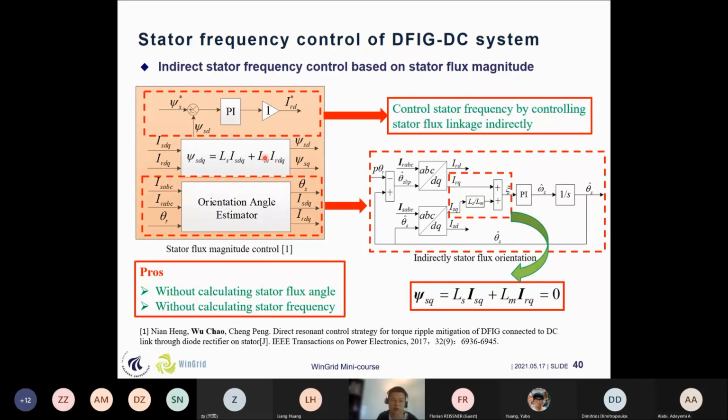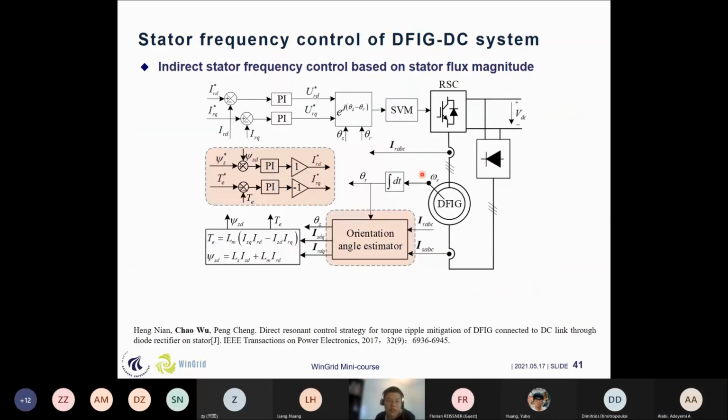So I use the current model. If I use the current model, there is no integral block, without calculating the stator flux angle and without calculating the stator frequency. If we control phi_xq, the q-axis stator flux, to 0, it means that we can achieve stator flux orientation on the d-axis. So the main control objective is to control phi_xq to 0, then we can achieve the orientation. And this is the indirect stator frequency control based on the flux magnitude.